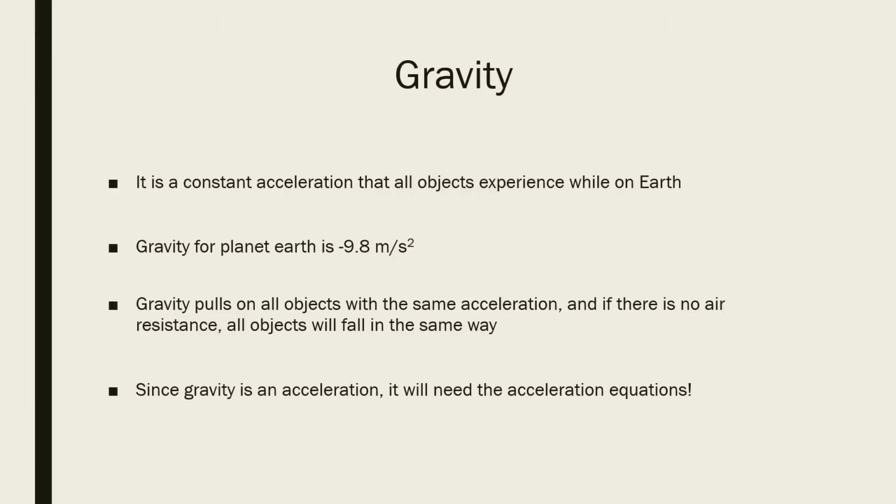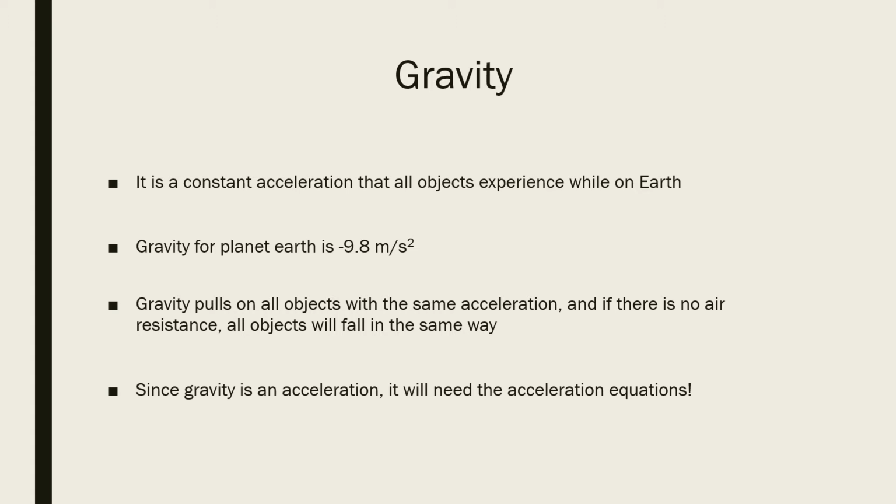So let's start basic. Gravity is a constant acceleration that all objects experience while on Earth. Technically, all objects have their own gravity, but very massive objects are big enough to have a measurable gravity. Things like stars and planets will have a gravity that you can really measure.